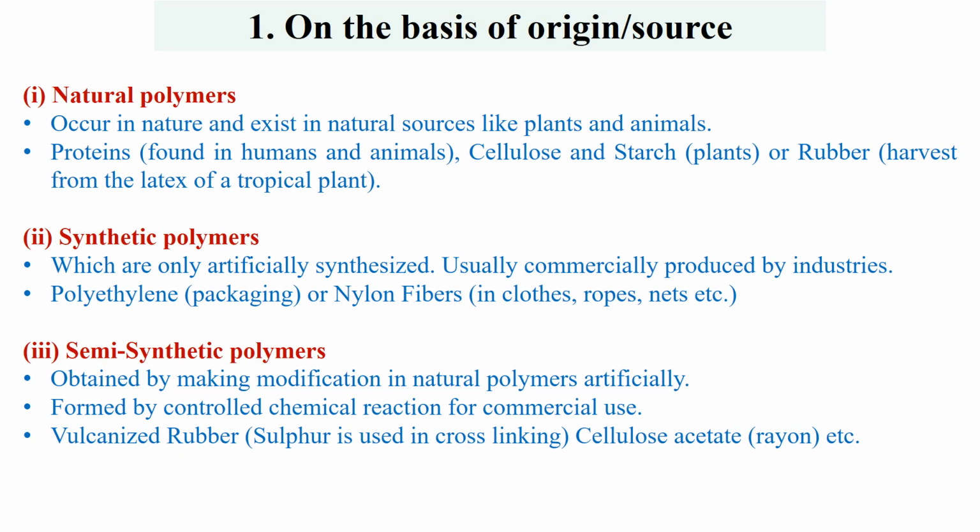First is on the basis of origin or source. Natural polymers, as the name shows, occur in nature and exist in natural sources like animals and plants. Protein is a natural polymer which is found in humans and animals and sometimes in plants too. Cellulose and starch are of plant origin, and rubber, which is harvested from the latex of a tropical plant, is also of plant origin. These are the natural polymers.